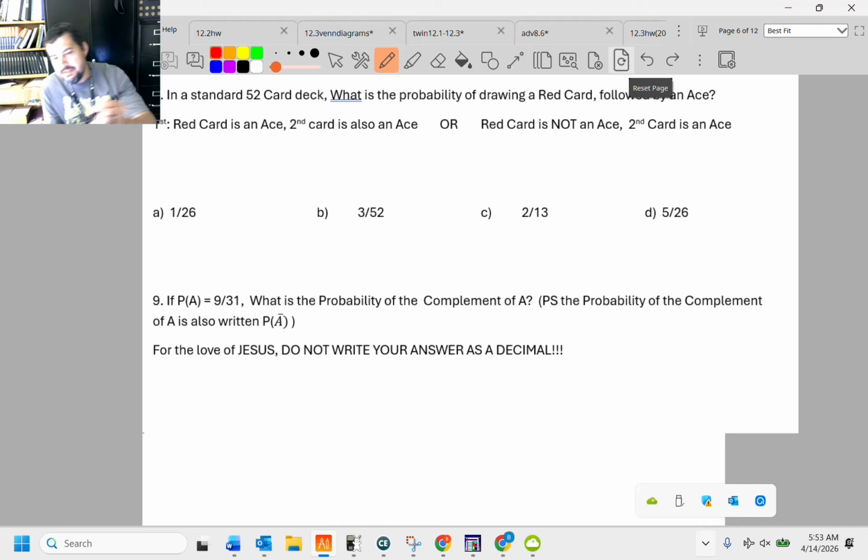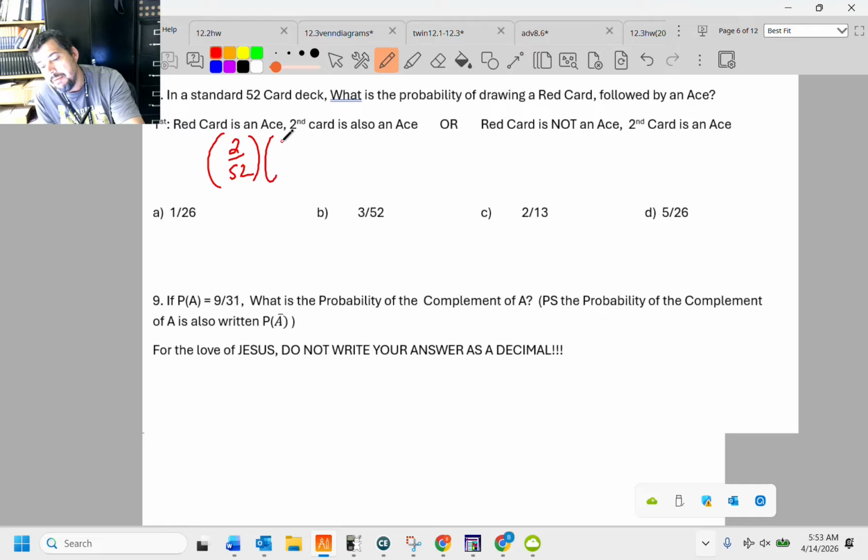Alright, part 2 of yesterday's test. Number 8: in a standard 52 card deck, what is the probability of drawing a red card followed by an ace? So you have two scenarios here. One of them is the red card is an ace, and the second card is also an ace. Now there are two red aces in a deck of 52. So I pull a red ace, and then I grab another ace. And color doesn't matter here, it just has to be an ace.